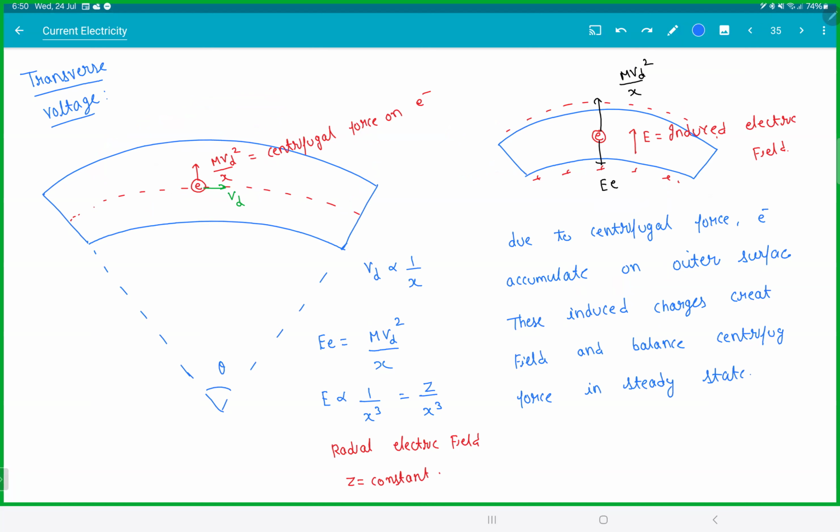Clear with this? Because they are going in a circle instead of a straight line, you start getting a centrifugal force, and the centrifugal force drags the electrons to the outer edge, thereby inducing charges, and these charges create a field which stops the centrifugal force. And when you have a field, you have a potential difference. Any doubts on this? Once you got the field, it is done. Clear, everyone?